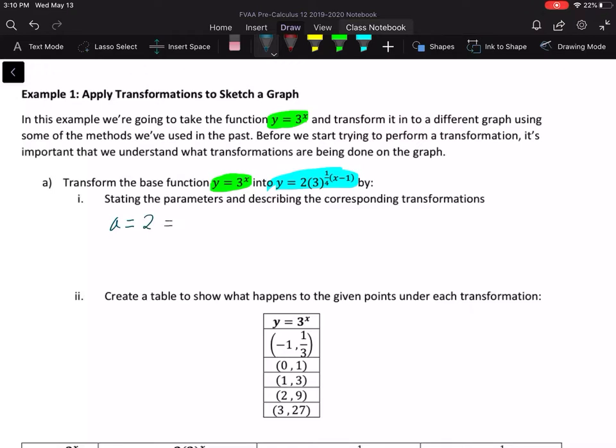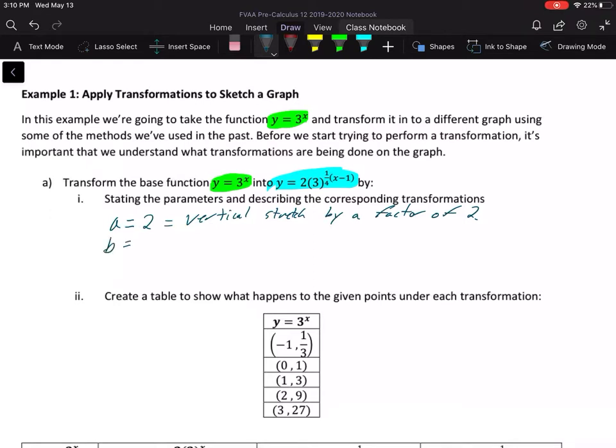Which is going to give us a vertical stretch by a factor of 2. Okay, when you're asked questions like this on a test, you guys have seen these kinds of questions before, I want you to write out what it's going to do to the graph. Don't just tell me a is equal to 2, okay? You have to show me that you know what that is going to do to the actual graph.